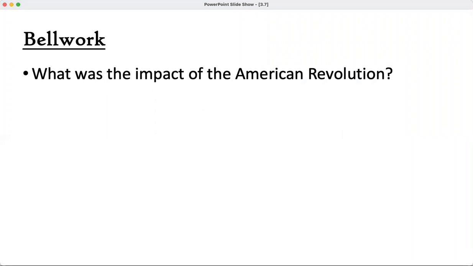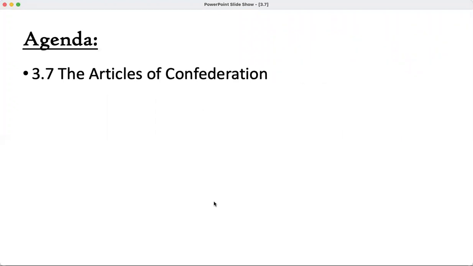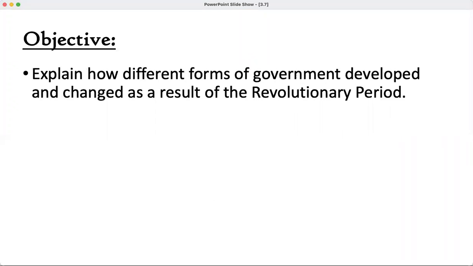Today, we're going to talk about what the leaders of the revolution envisioned as a government system, and we're going to see some problems rising up really quickly. So we're talking about the Articles of Confederation. And your objective for today: you will be able to explain how different forms of governments developed and changed as a result of the Revolutionary period.